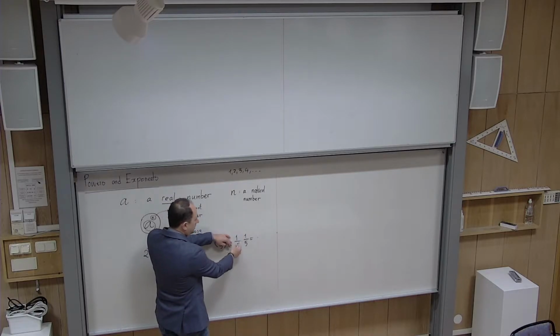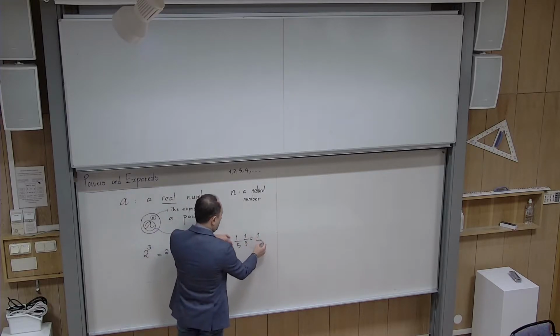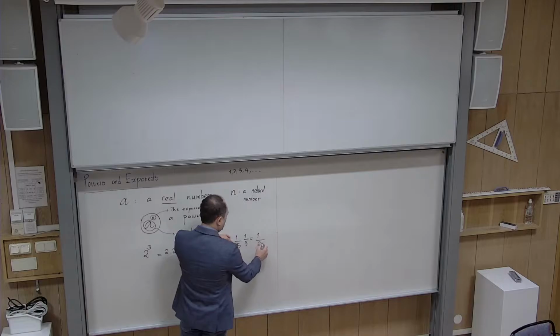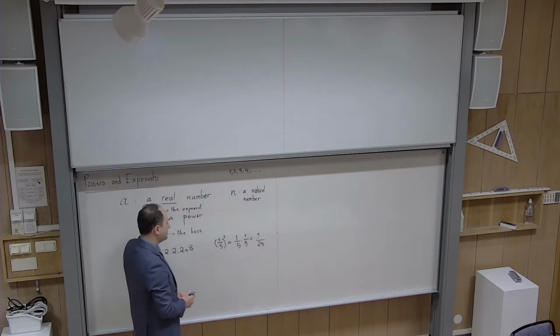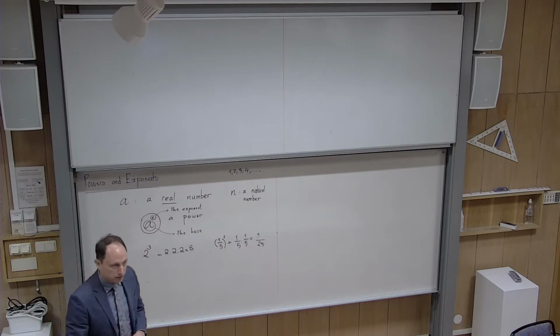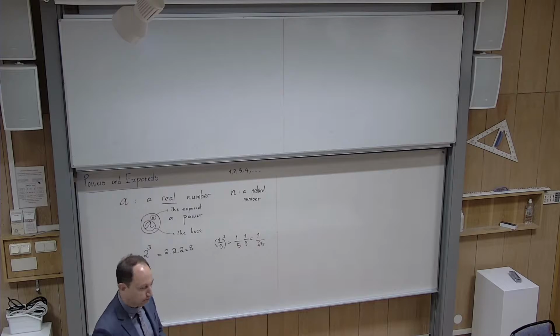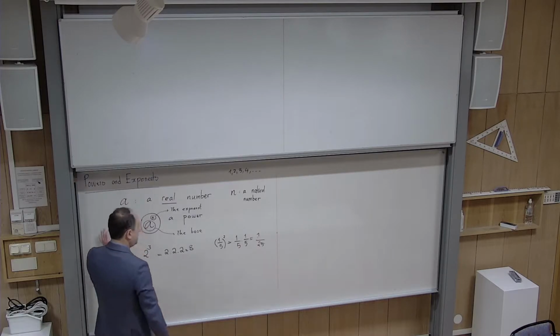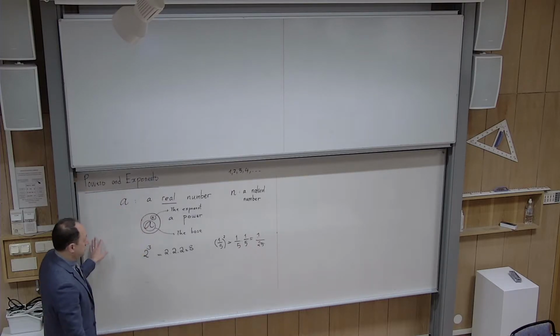You are facing a fraction multiplying another fraction, and you already know the rule. So you have to multiply 1 by 1, which is 1. You have to multiply 5 by 5, 25. So if I ask you what is the second power of 1/5, or what is 1/5 squared, the answer is 1/25. Is that clear? Yes. Okay. So that is nothing special.